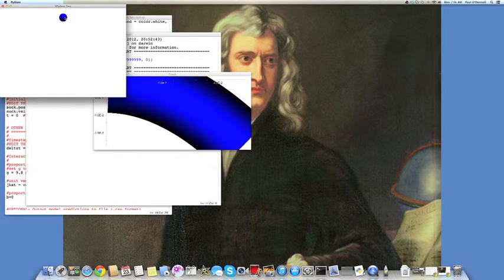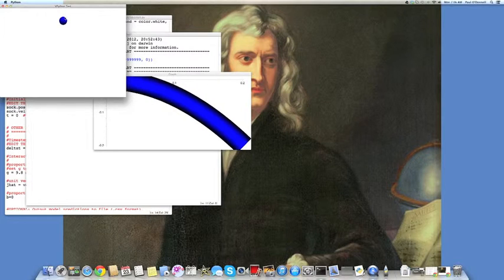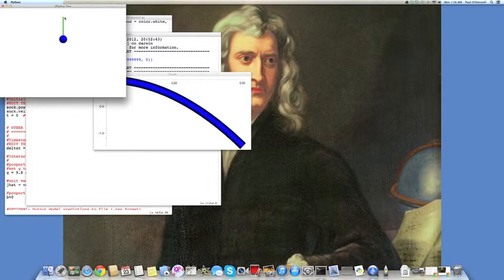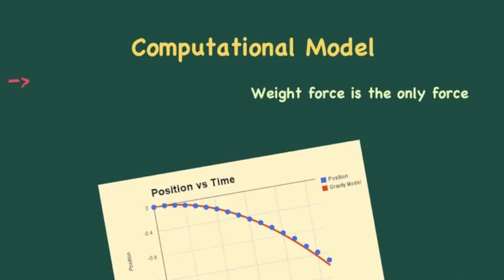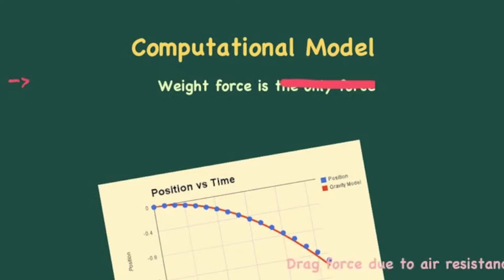And now we can run the code and compare the observed results from tracker, shown as blue dots, with the computational prediction, shown as a red line. We can see that the model computes that the sock should fall faster than it actually did. Why is that? Perhaps our assumption was wrong. Maybe there's another force acting on the sock? Maybe drag force due to air resistance?